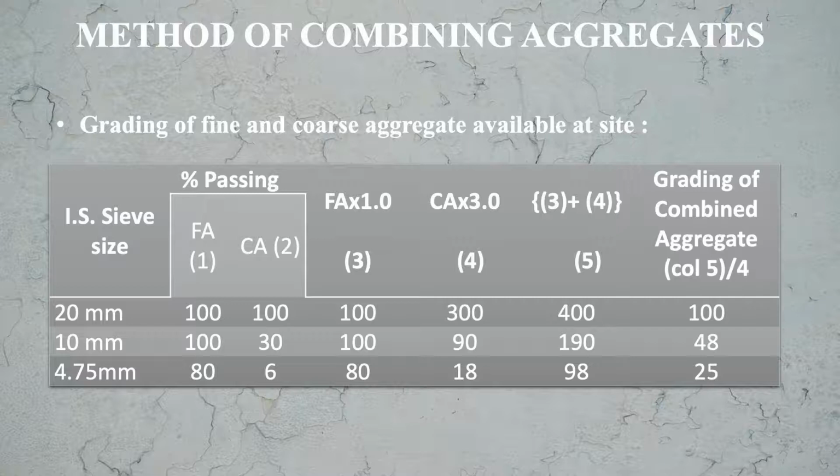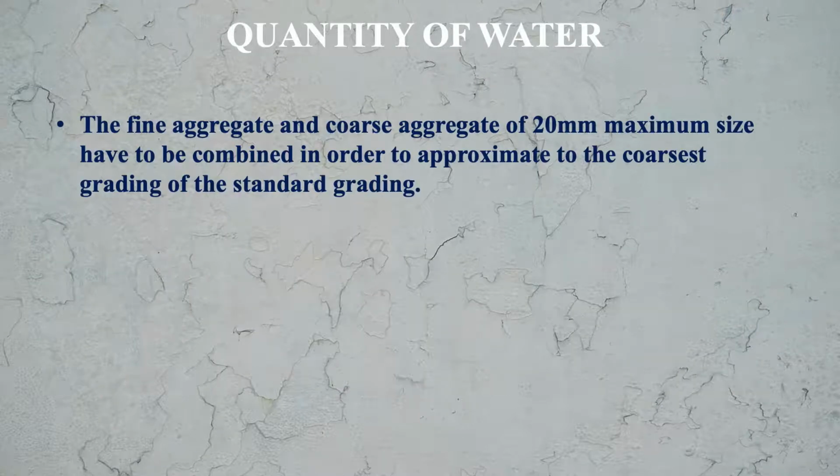So that way you can calculate the value for different sieve sizes, here 10 mm, also for 4.75 mm, by doing this. So that way you will get the grading of combined aggregate. The fine aggregate and coarse aggregate of 20 mm maximum size have to be combined in order to approximate to the coarsest grading of the standard grade. Means this combination has to be done to reach approximately the coarsest grading of the standard grade.